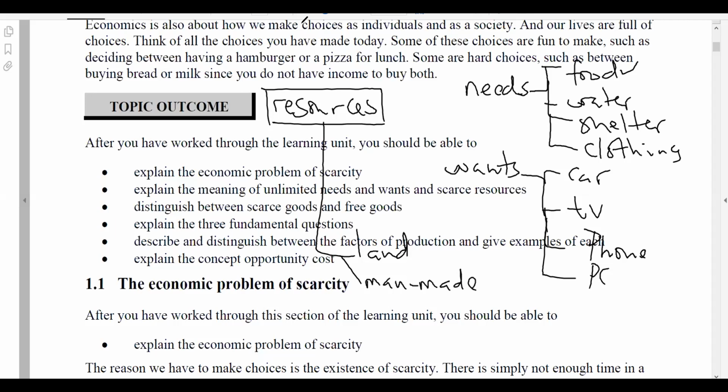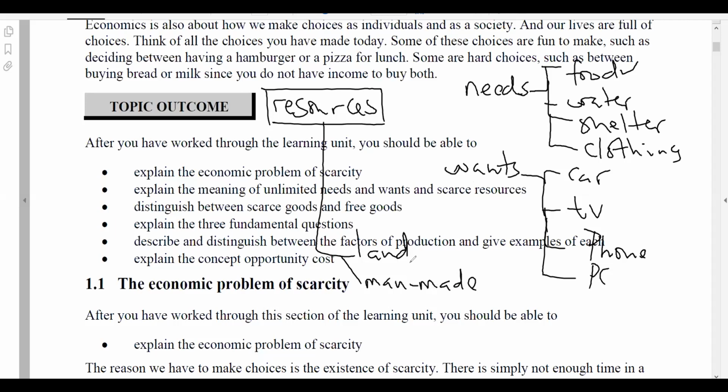Land, which represents all the natural resources. So in economics, whenever we say land, we are talking about things that were made by God, or basically naturally made. Yes, those are natural resources. So we use man-made and natural resources to meet our needs and wants.